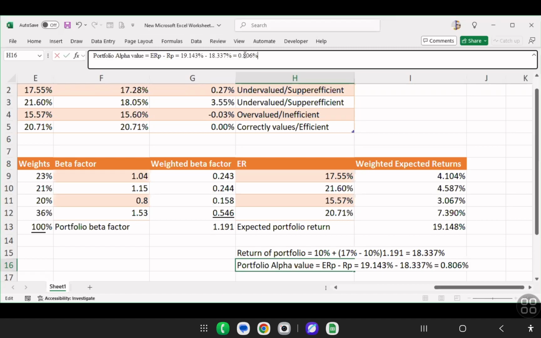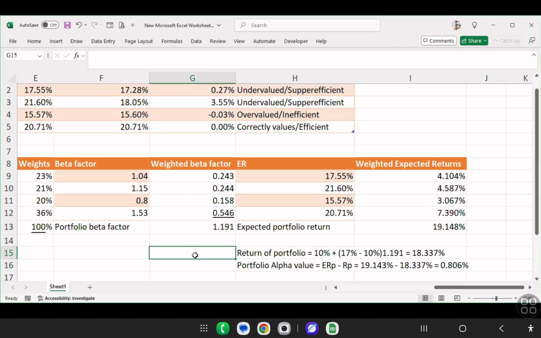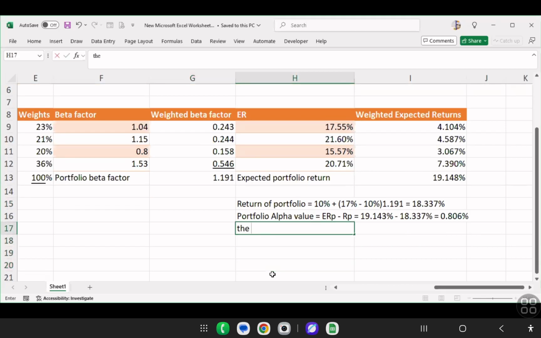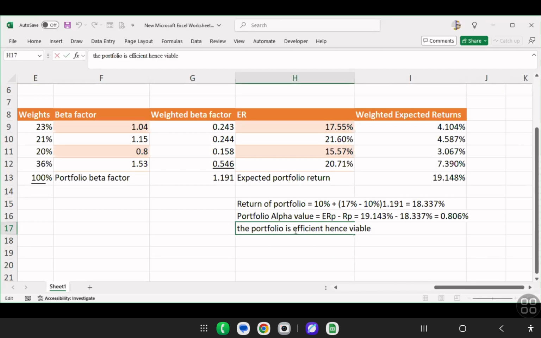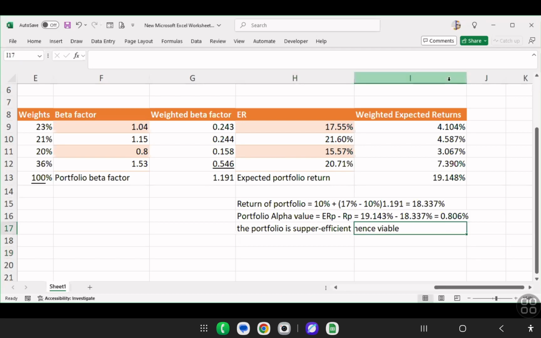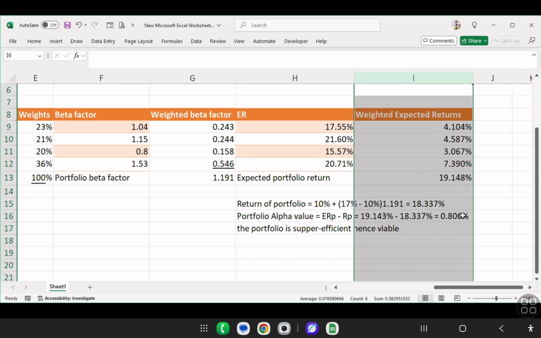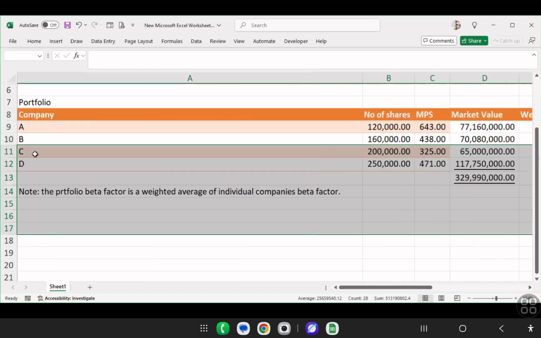So what we have is the expected return of the portfolio compared with the return of the portfolio that is determined using the capital asset pricing model. And that way we can comfortably say that the portfolio is efficient, hence viable. Sorry, it is super efficient. Hence, it is viable. And that is what would be expected if you are to answer this question in an examination scenario.